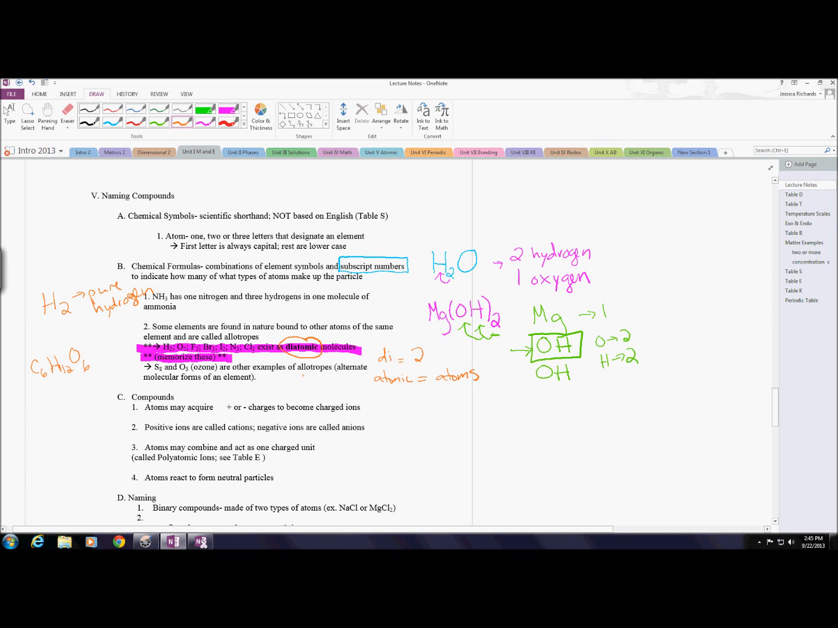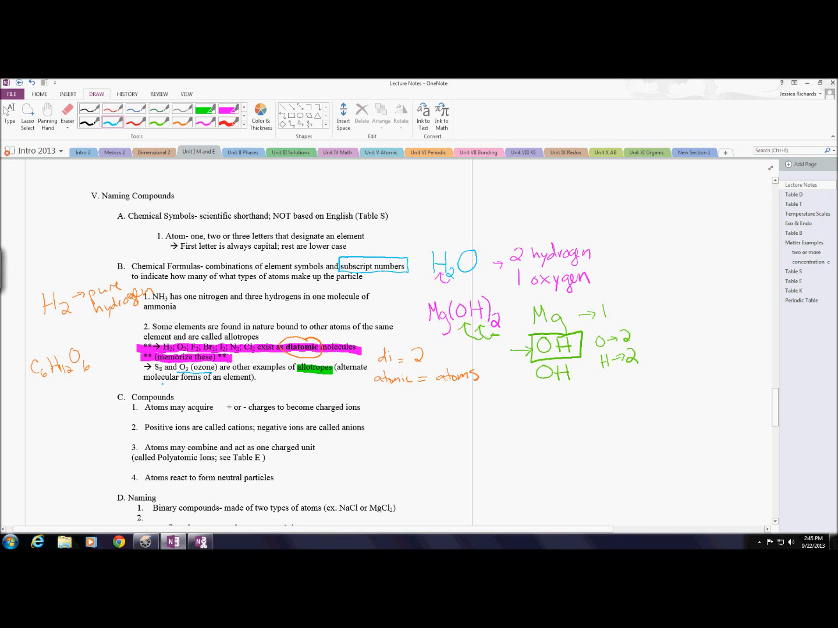We also have these things called allotropes. The vocab term allotrope means that they have alternate forms of the same element. So ozone is a really common one. Oxygen is O2. Ozone is O3.